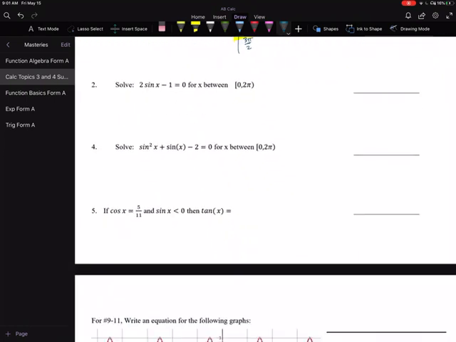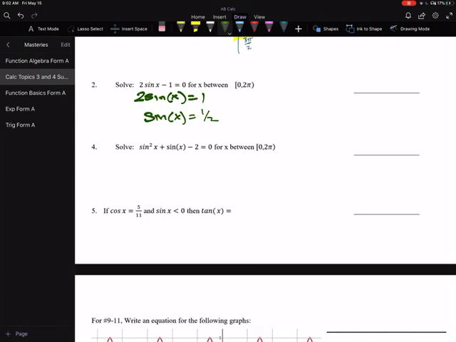All right. Next couple ones, solve 2 sine x minus 1 equals 0 for x between 0 and 2 pi. Okay, so we're solving an equation. Basically, get sine x by itself. How do I isolate it? I'm going to first add the 1. Then I'm going to divide by 2. And now I have to ask myself, on the unit circle, when does sine of x equal 1/2?